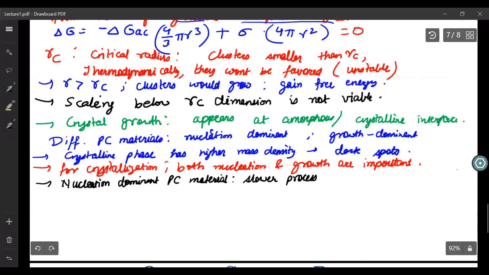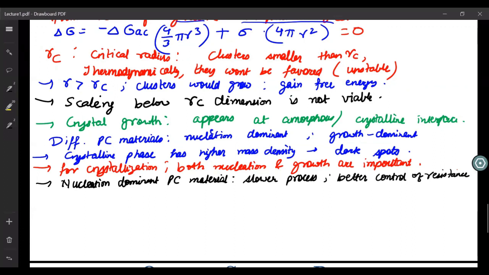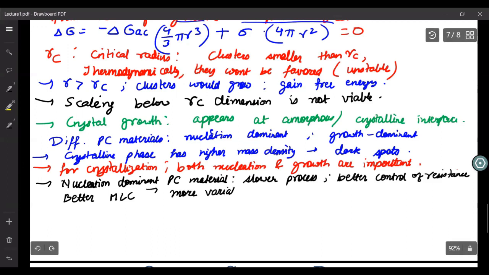Since nucleation is a slower process, we have better control of resistance as the nucleation sites continue to grow. And what does that lead to? This will give us better multi-level capability in terms of memories. However, at the same time, since nucleation can be at random places, and it's not a very confined process, it will also lead to more variability.